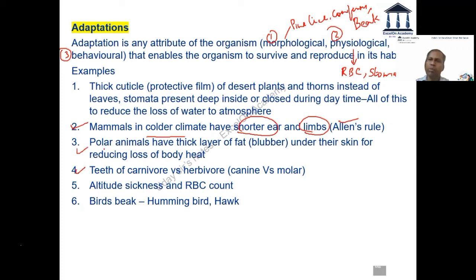Teeth of carnivore and herbivore we can understand. If you look at a grazing animal like a cow, its molars are going to be very strong because it is going to grind, keep on grinding. But if you see a carnivore, its canine is going to be very strong. So I think more or less we've looked at that. So let's look for more adaptations.